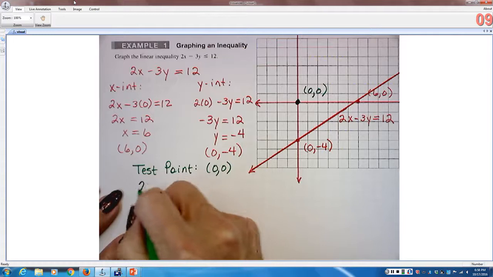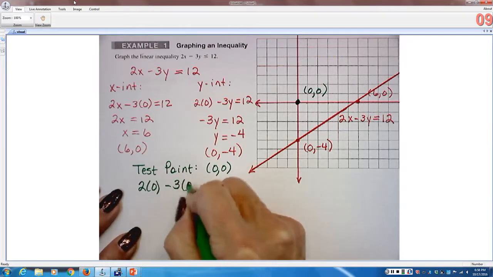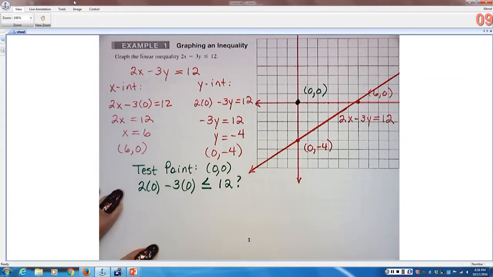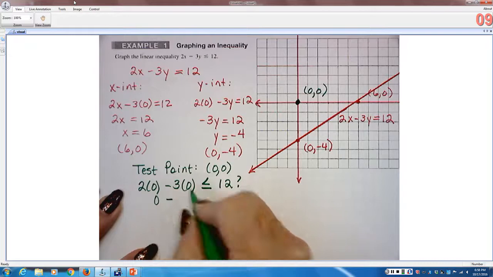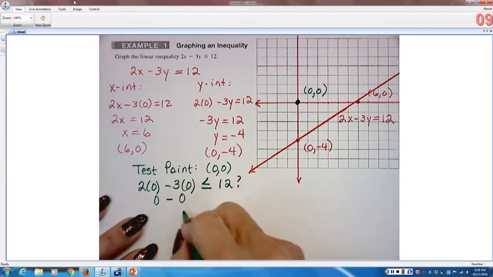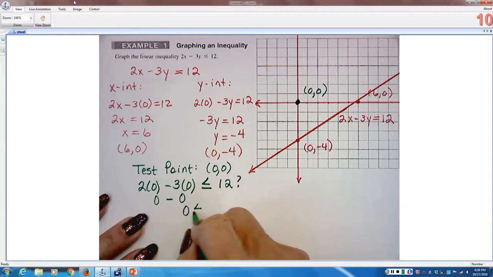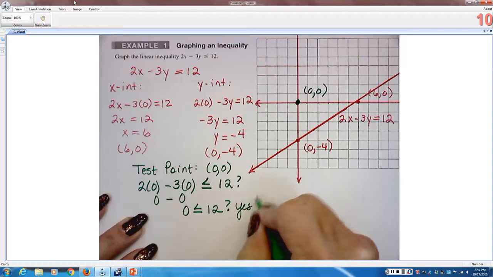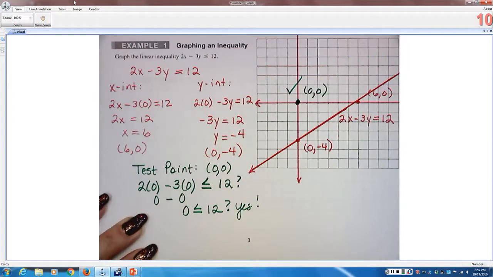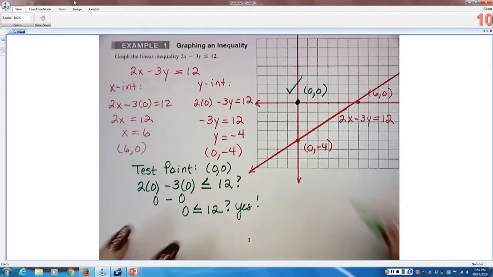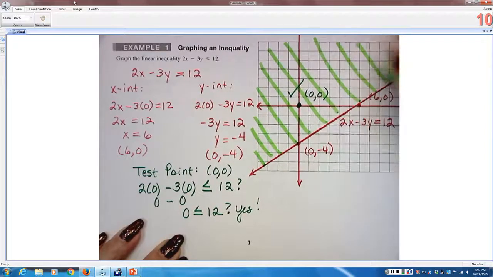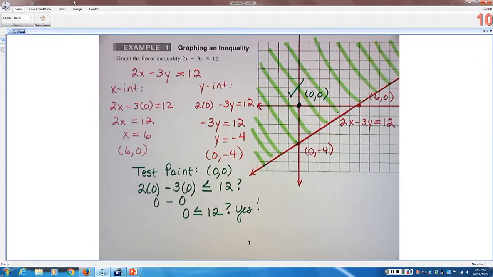So we say, is 2 times 0 minus 3 times 0 equal to or less than 12? Well, 2 times 0 is 0, 3 times 0 is 0, and 0 minus 0 is 0. Is 0 equal to or less than 12? Yes. That is a solution. Therefore, because that one is a solution, everything on this side of that line, every single point, is a solution.